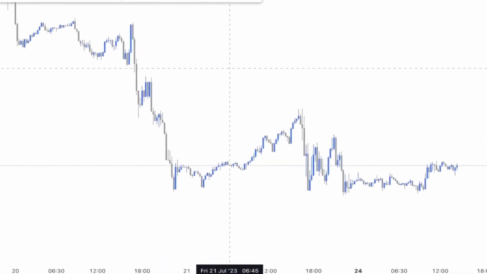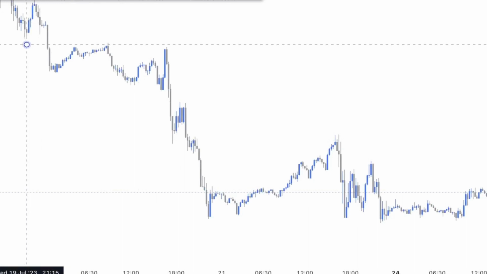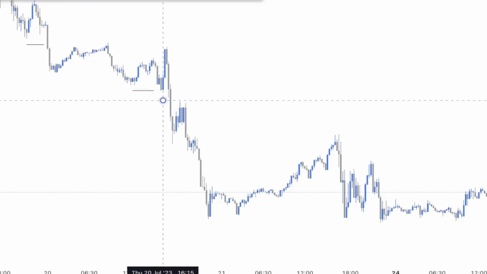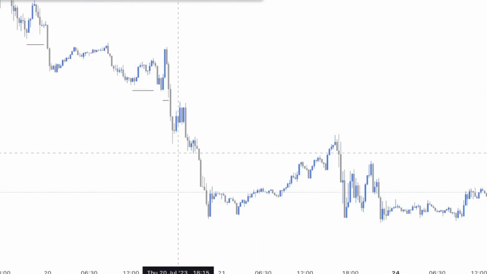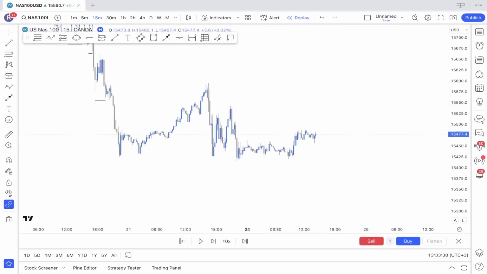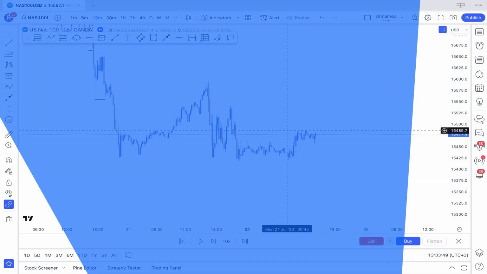Okay, if we look closely to the left, we can see that NAS is constantly breaking lows. It's constantly heading lower and lower, creating lower lows, lower highs. So it's in a bearish intraday trend, okay? And it is very clear to see that. So because of that, I was more tempted to look for sell setups instead of buy setups, okay? Based on that. And then the next step was to look for a higher time frame key level, okay?